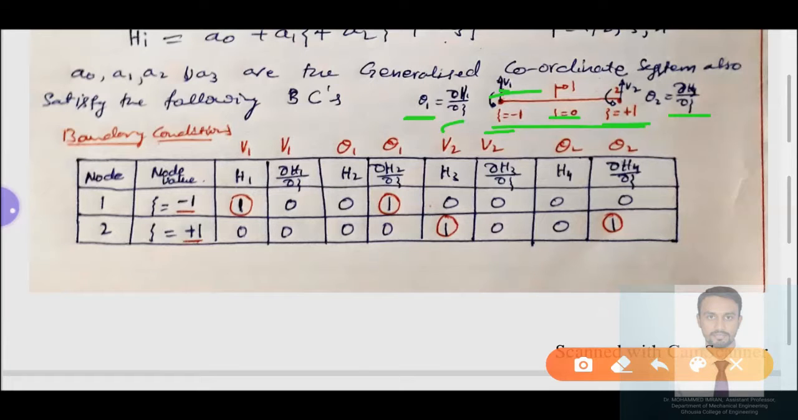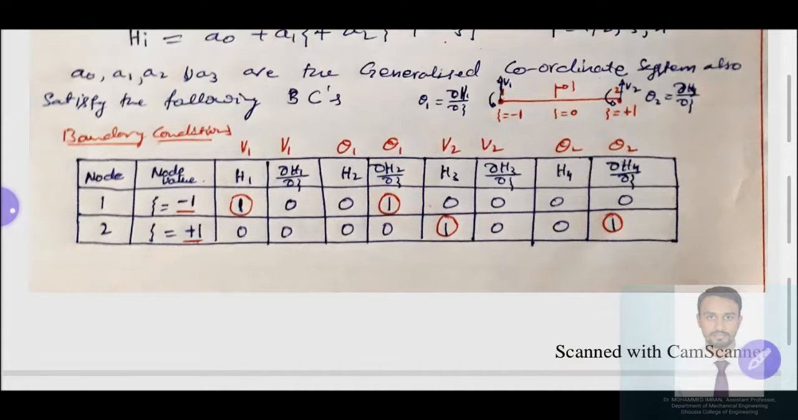I will make a tabular column here, 3 rows and 10 columns. In the first row of the tabular column I will write the particulars, and then in the second and third rows I will write the boundary conditions. You can check out here the node, first column, second column, node values.